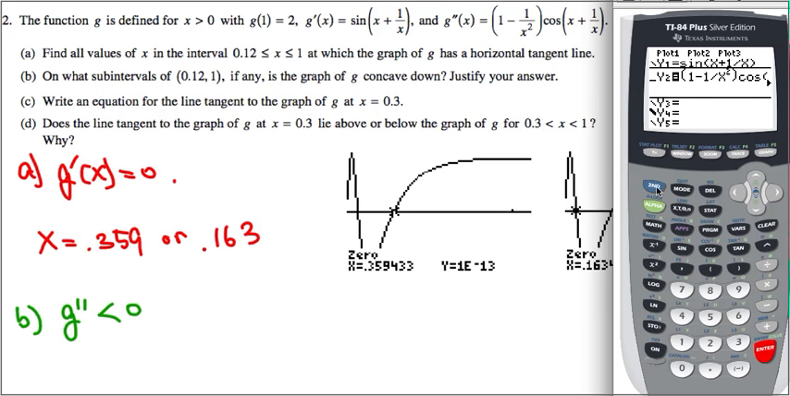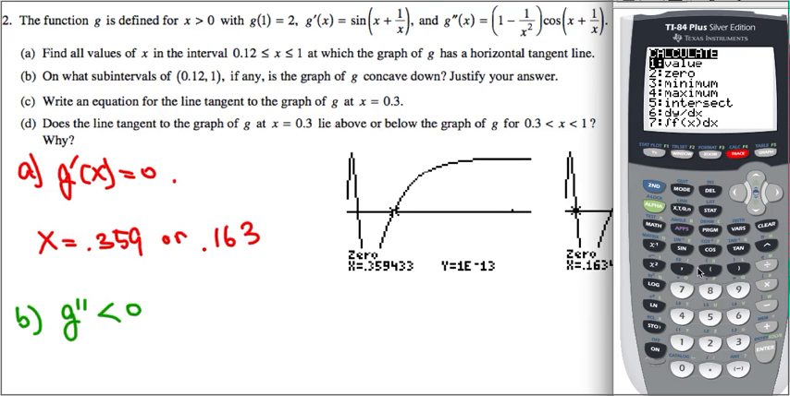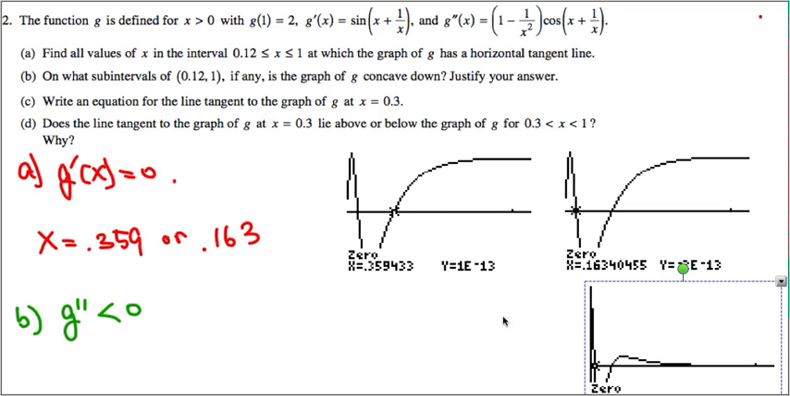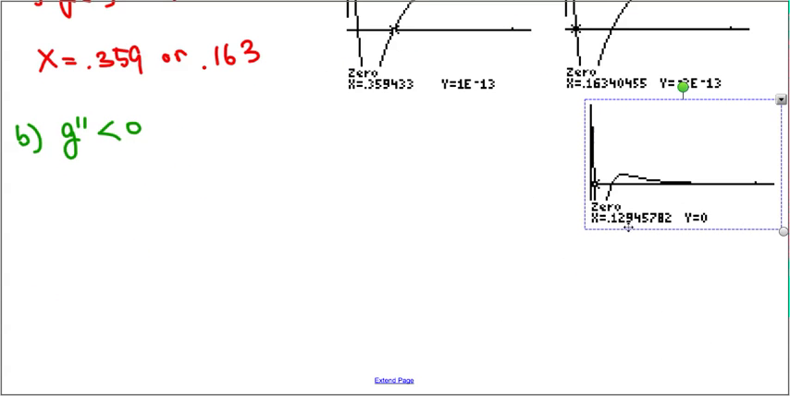Alright, second calc. We're looking for a zero right over here, number 2. Left bound, why don't I call it 0.12? And then the right bound has to be a little bit past that. Okay, there it goes. Aha, so there's one point right over there, 0.129. It starts from there. We're going to go all the way up to here. Let's try to look into that.